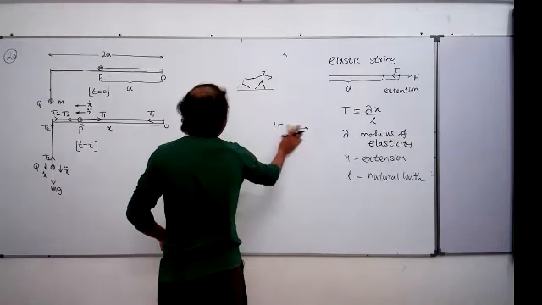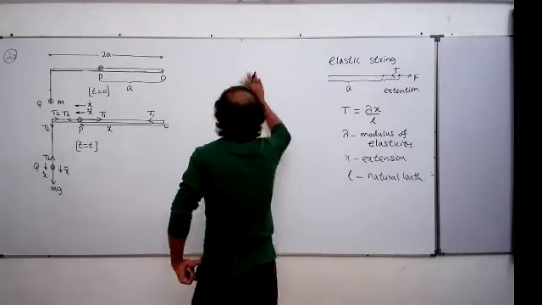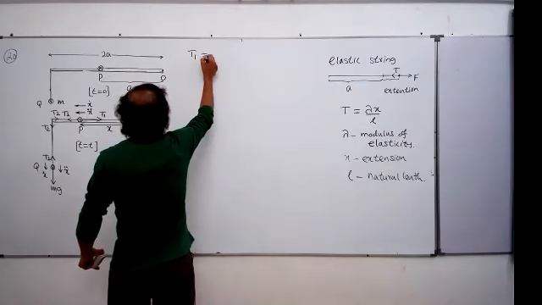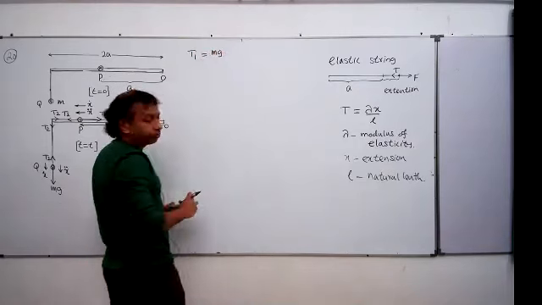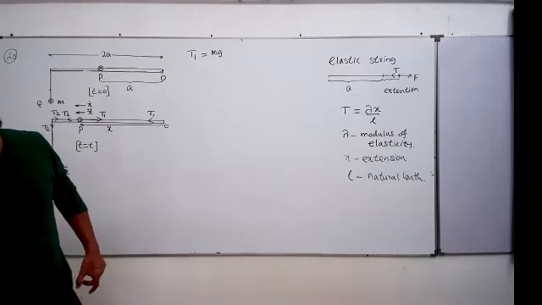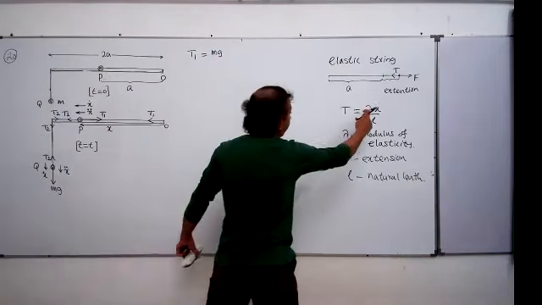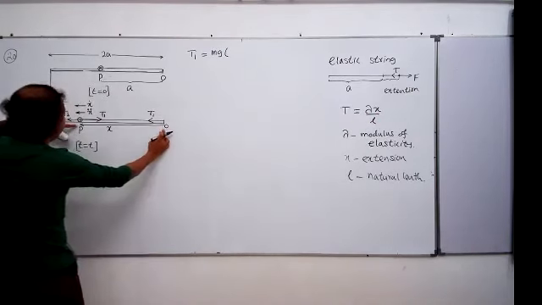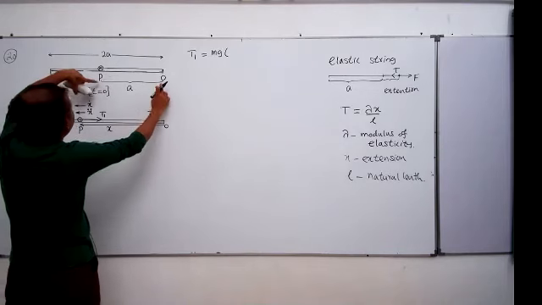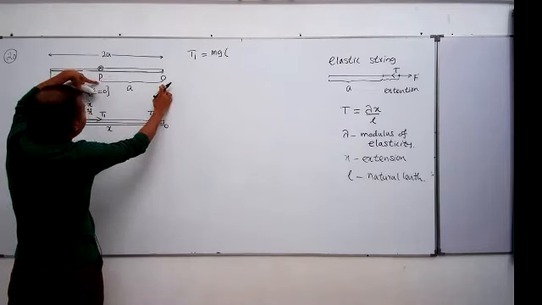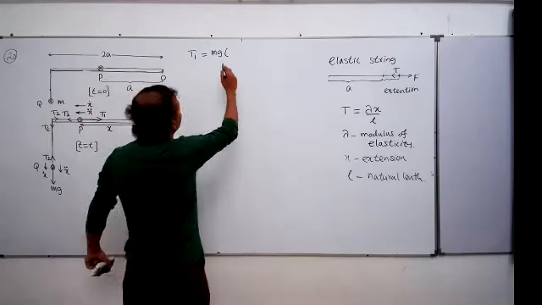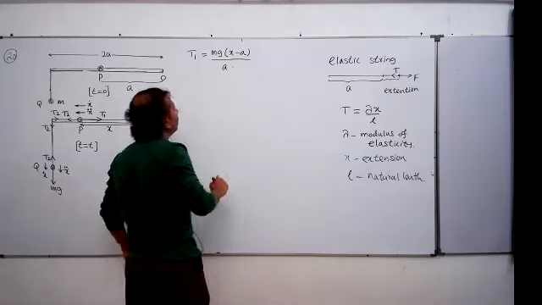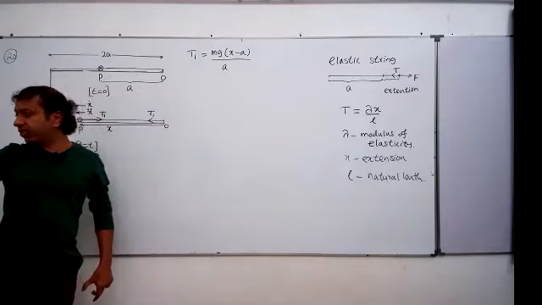Then T1 you can write, we are given the modulus of elasticity as mg. Lambda is mg here. x is the extension. How to write extension? At the moment, the whole length is x. Natural length is a. Then the extra length is x minus a. Extension is x minus a, divided by the natural length a. This is the tension in the elastic string.